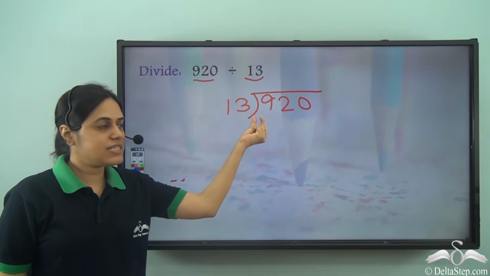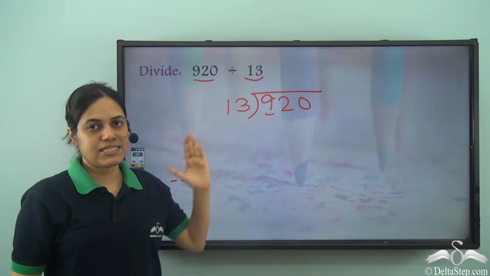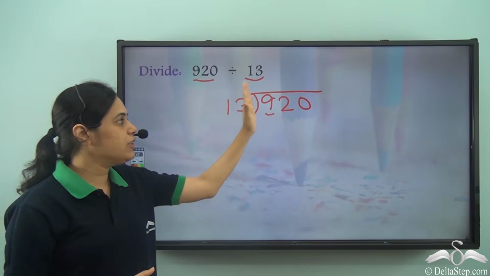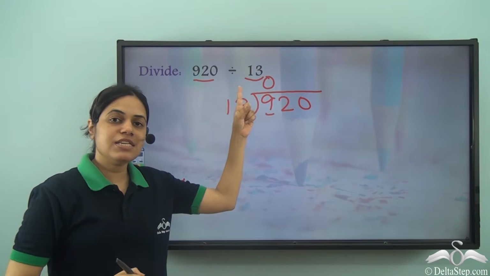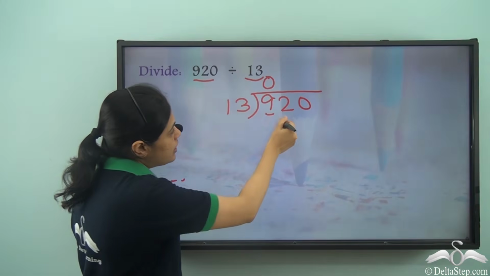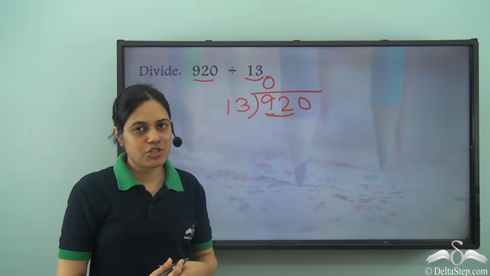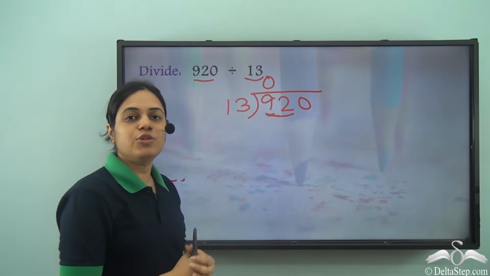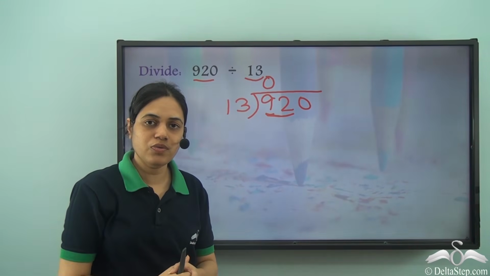Now I first take 9, the first digit. Now 9 is less than 13. So 13 goes into 9 0 times. So I write 0 above 9. Now I need to consider the next digit after 9, which is 2. So I take 92. Now how many times does 13 go into 92?